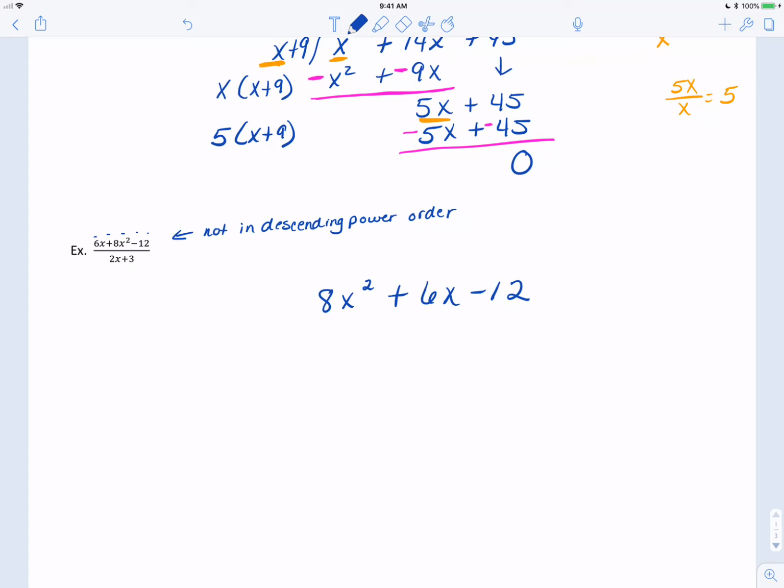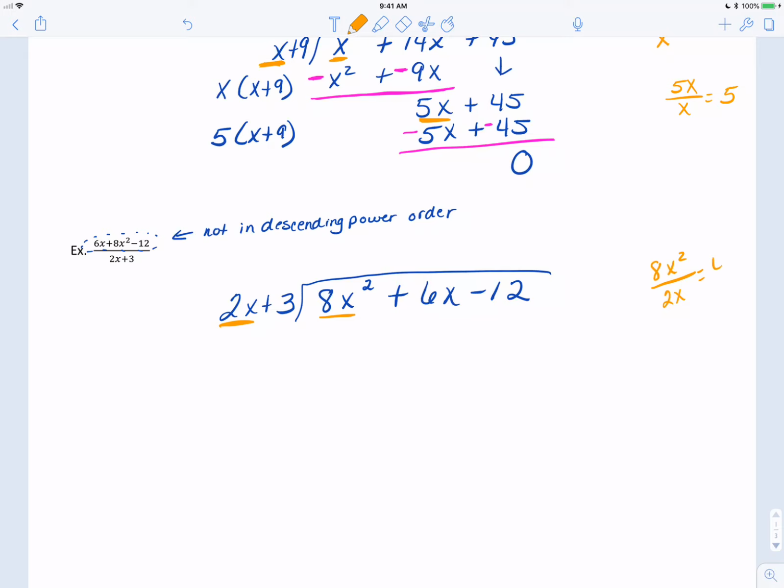So notice I just took this term and put it in descending power order. The x squared is first, then the x, then your constant. Then we are dividing by 2x plus 3. And again, all we care about is making this 2x match that 8x squared. So we can come over here on the side if we need to. 8x squared divided by 2x.